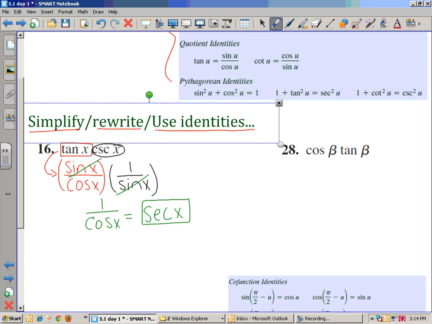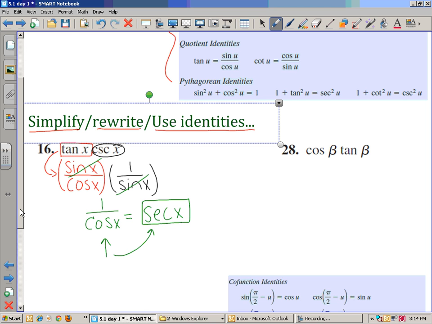Done. And so we only want to go as far as we can in terms of simplifying. If we can get rid of this fraction, we want to, and we can. We can make it be secant. If we can't get rid of the fraction, we should be able to, but if we can't, we would leave it, okay? If it's a mixed fraction, we want to just leave it.